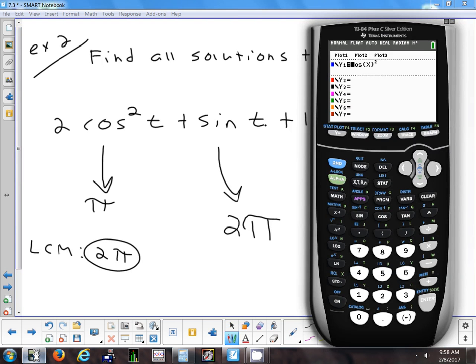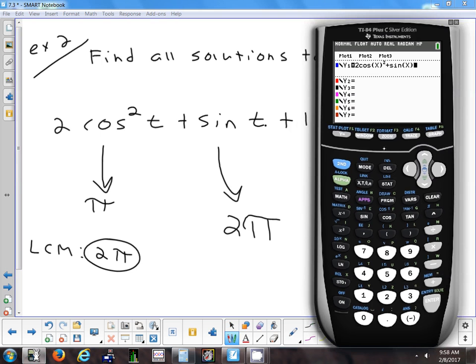All right, so now I'm going to graph the whole thing. So I've got 2 cosine squared x plus sine x. Is that a 1? Yep, plus 1. And my LCM is 2 pi. So set your window so that it has a width of 2 pi, however you want to do it. I'm generally going to stick with the positive part of the x-axis. Okay, so there's our graph, and it ends exactly where it started, which is perfect.